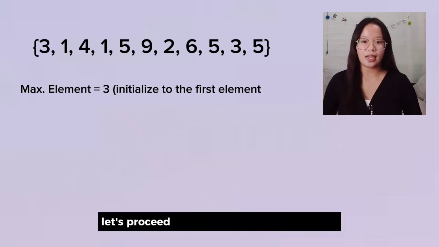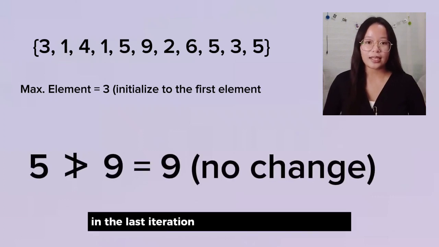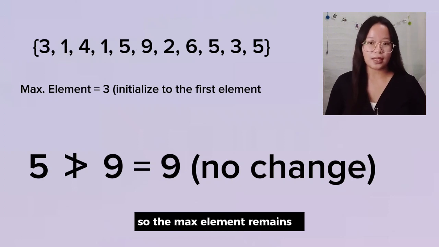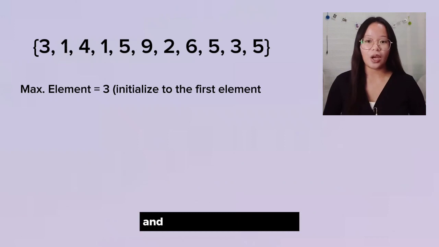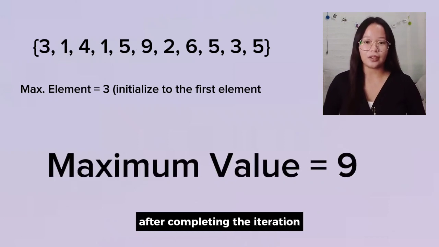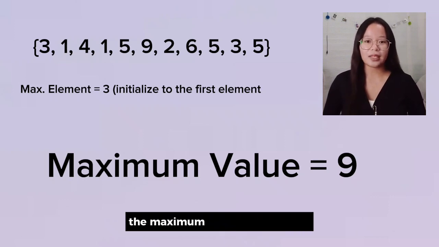So let's proceed until we find the max element. In the last iteration, since 5 is not greater than 9, the max element remains 9. As a final result, there is no change, and our maximum value is 9. After completing the iteration through all elements in the list, the maximum value found is 9.